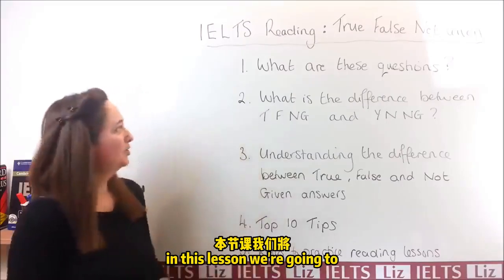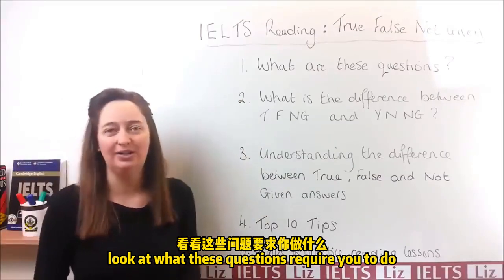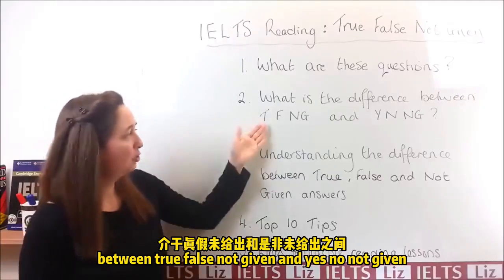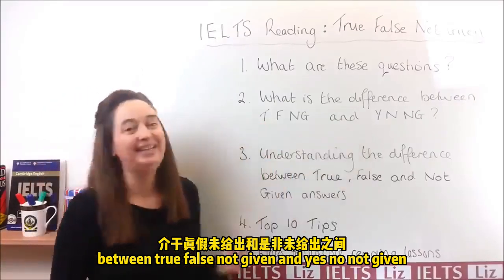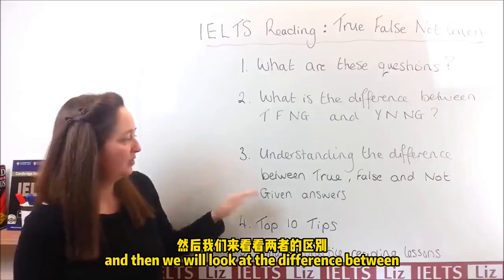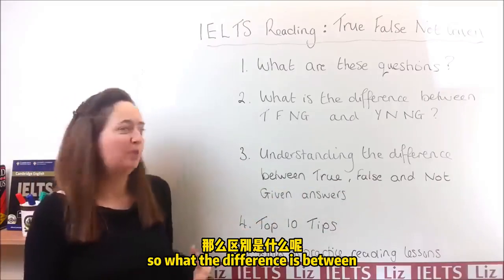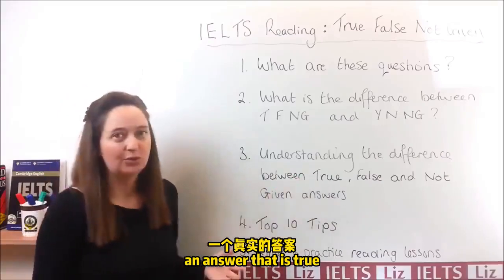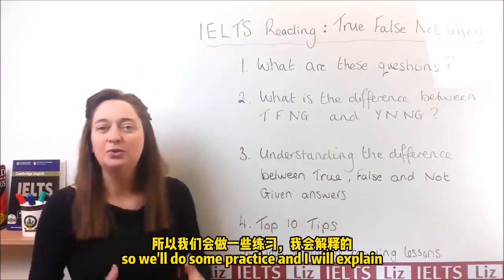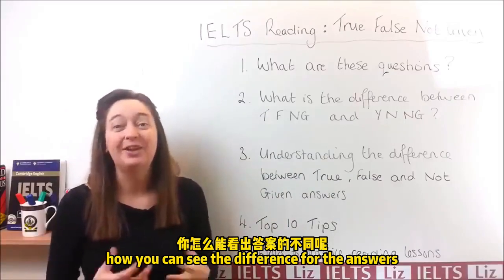In this lesson we're going to look at what these questions require you to do. We'll look at the difference between true, false, not given and yes, no, not given. And then we will look at the difference between each of the answers. So what the difference is between an answer that is true, an answer that is false, and an answer that is not given. So we'll do some practice and I will explain how you can see the difference for the answers.